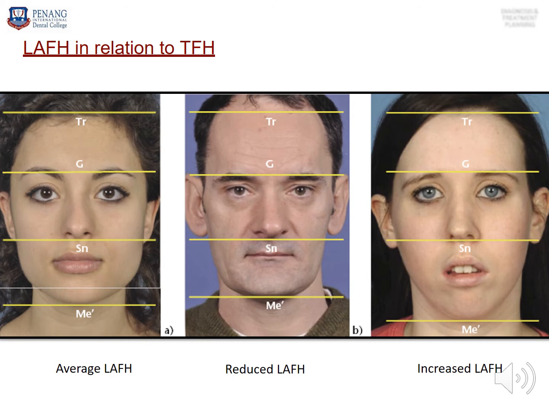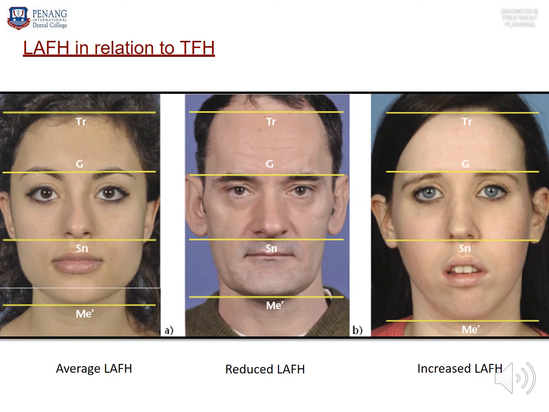Total facial height is measured between the base of the hairline, or what we call trichion, until the soft tissue menton. This is the total facial height. And then the lower anterior facial height is measured from the base of the nose to the soft tissue menton.